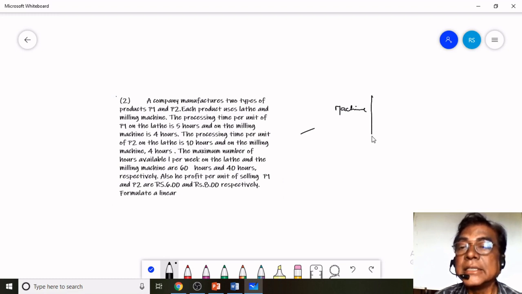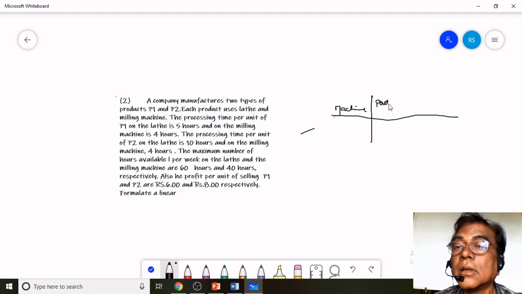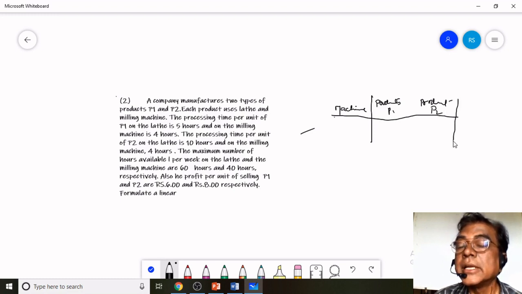Draw the line here. And the next one, products. Just write a horizontal line here. Products. P1 and P2. So products: product P1 and product P2, like this. Next, this is availability.